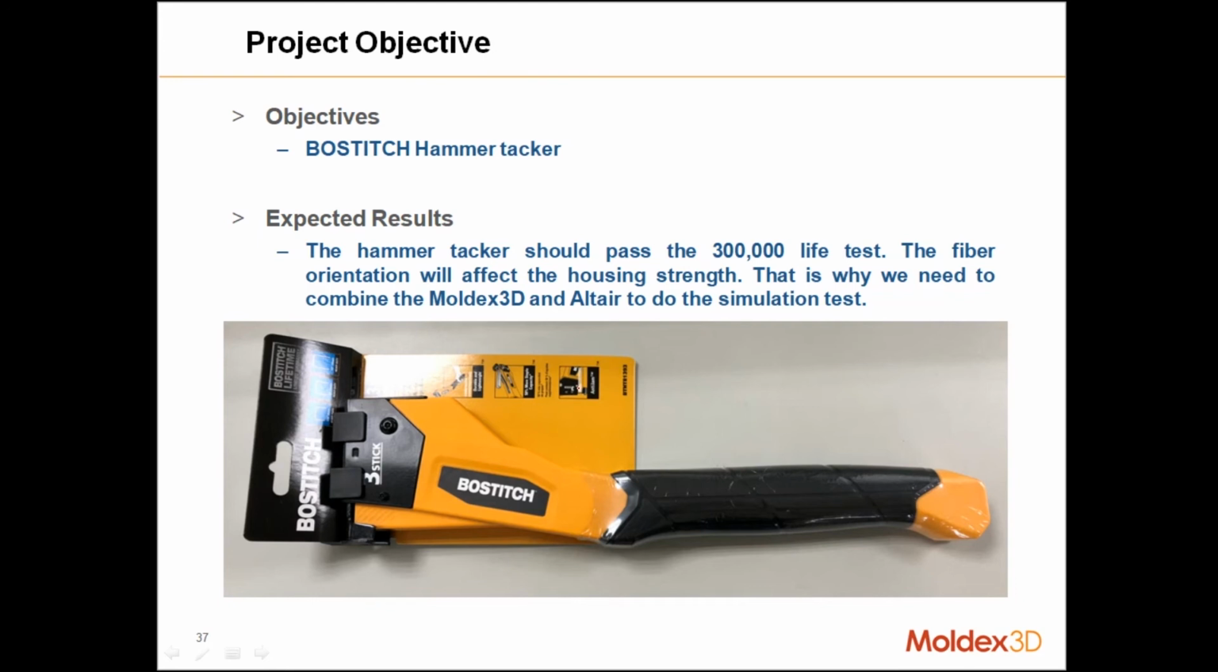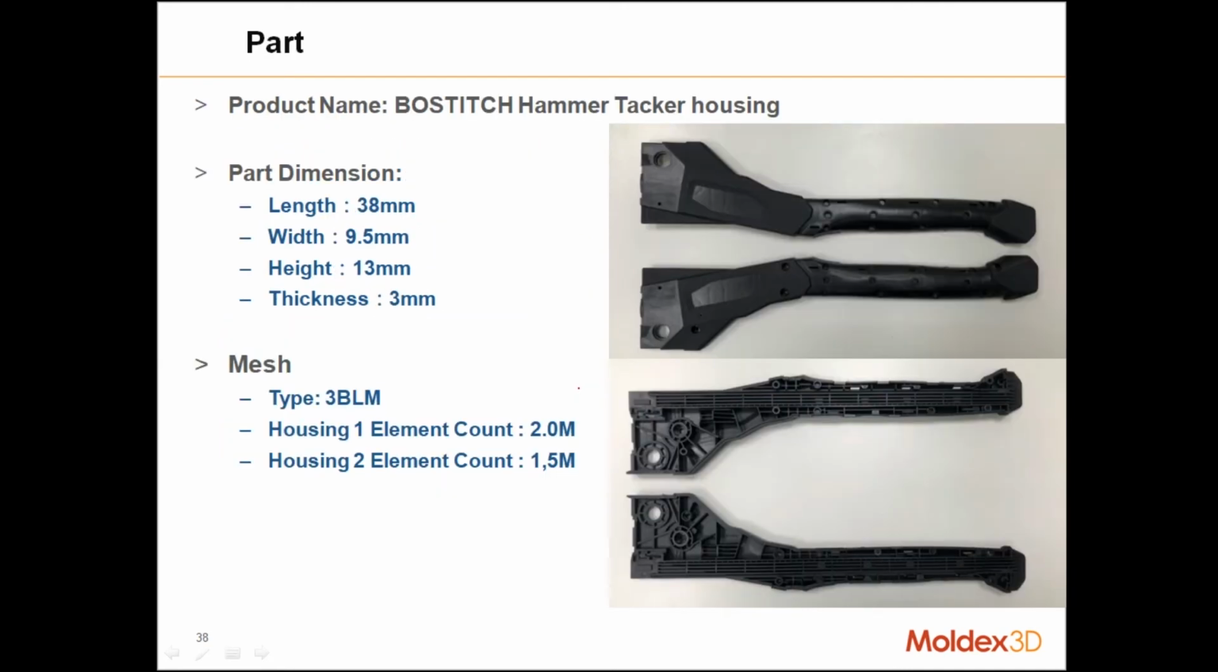So in this model, what they want to test is that in the past, they didn't consider the anisotropic behavior of the material model. So what they want to do is to see how much difference it could be by considering isotropic material and anisotropic material. And this is the product we will use for the simulation. Later on, you will see the result. It's the left housing and the right housing, two different parts.